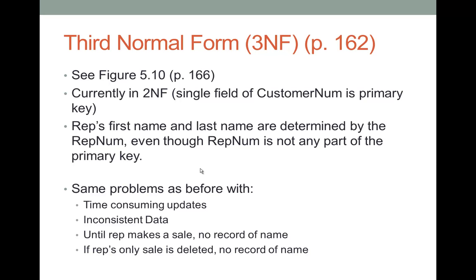Until the rep actually finds a customer and makes a sale, we don't have any record of who that particular rep is. And if a particular customer is deleted or archived from the table, then it's possible that all data telling us who that particular rep is gets deleted from the table. So again, it's these same problems with updates, inconsistencies, and additions and deletions.